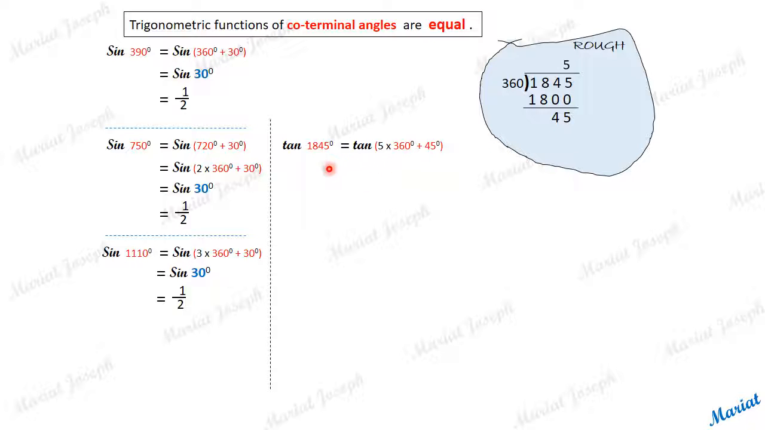So this 1845 degrees is coterminal with 45 degrees. 5 times rotation plus 45 degrees. So it must be equal to tan 45 itself. Tan 45 is 1.